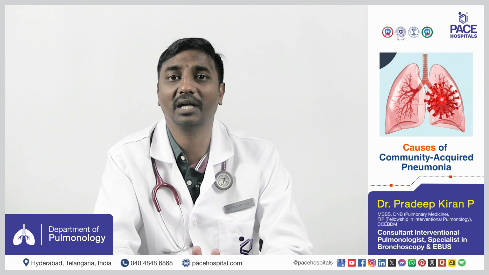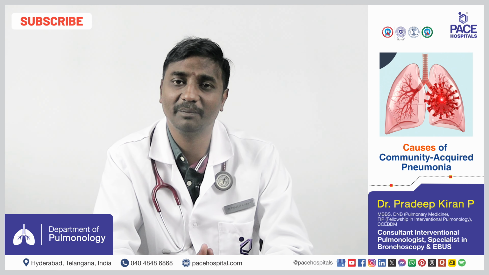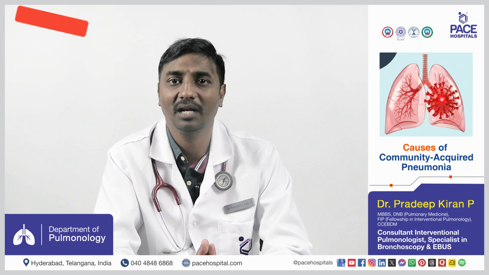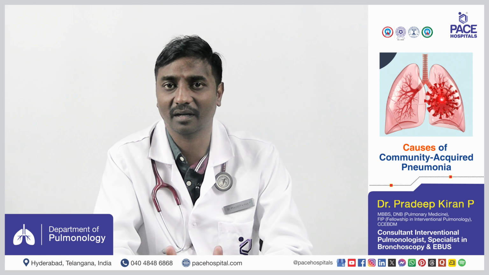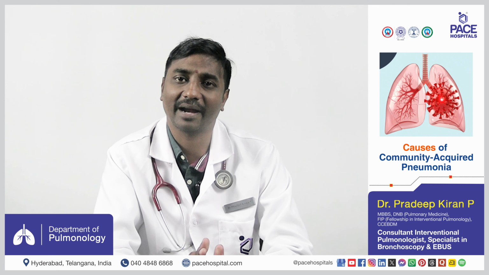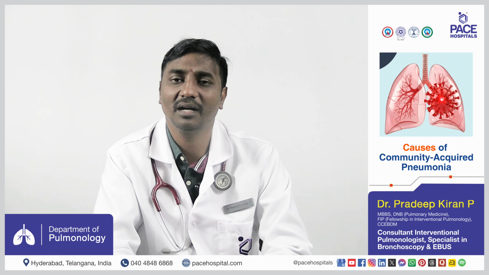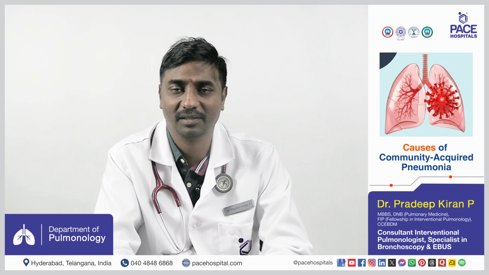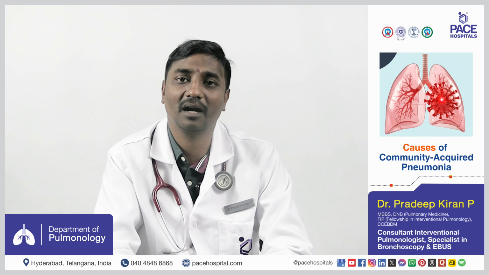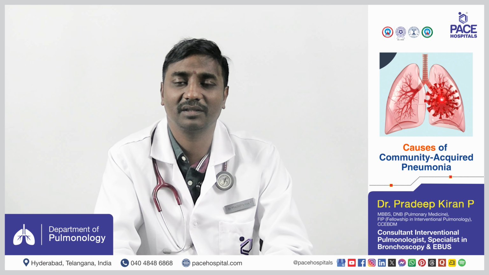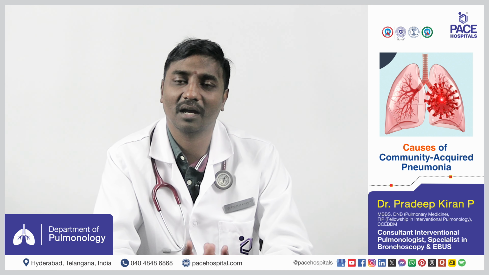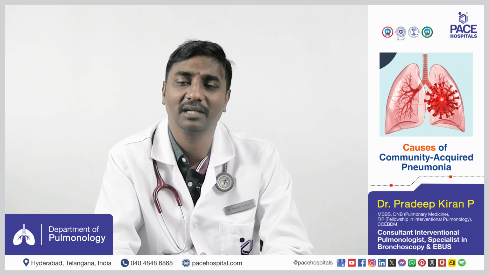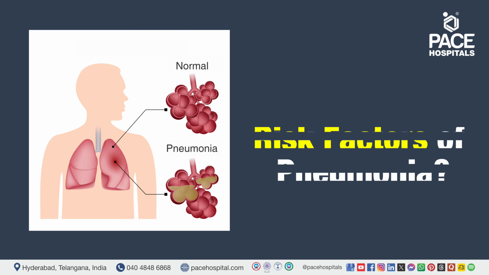When we are speaking about community-acquired pneumonia, it is basically infective pneumonia. This infection can be either bacterial or viral. The most common bacteria causing community-acquired pneumonia are Streptococcus pneumoniae, Haemophilus influenzae, and Moraxella catarrhalis. There are other bacteria called atypical bacteria, which also cause community-acquired pneumonia. The organisms that come under atypical bacteria are Chlamydia, Mycoplasma, and Legionella.